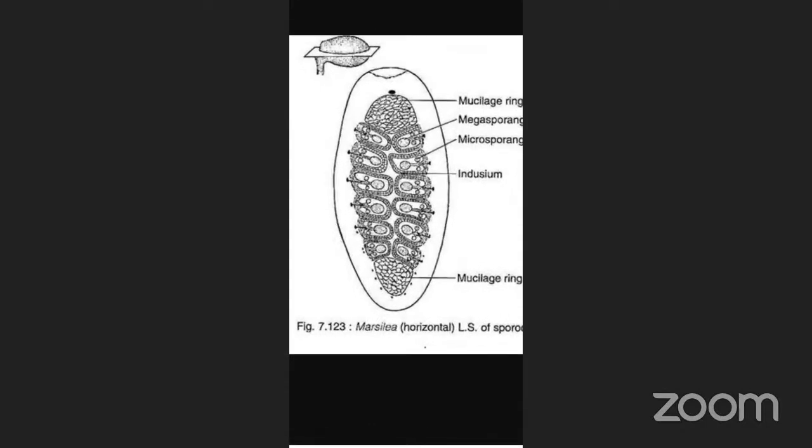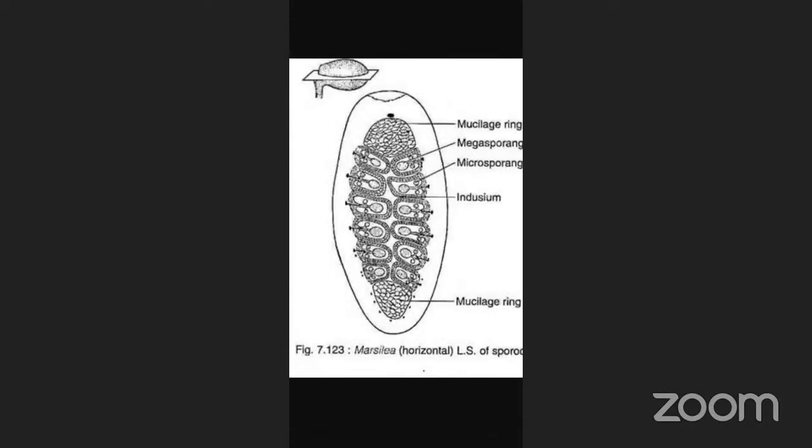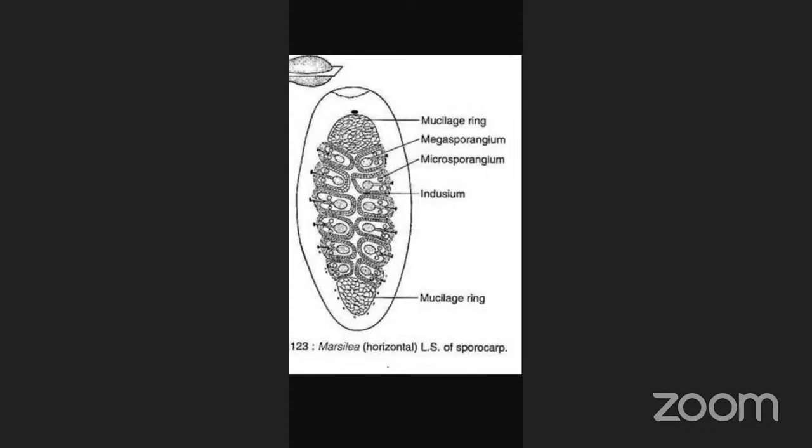These sporocarps appear at the base of the petiole. A pear-shaped structure is there. At the base of the petiole, a small pear-shaped sporocarp is there, brown in color. Inside the sporocarp, two types of sporangia are there: microsporangia and megasporangia. Microsporangia produce the microspores and megasporangia produce the megaspores.